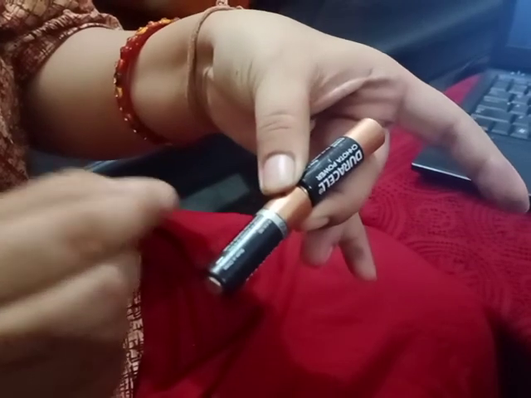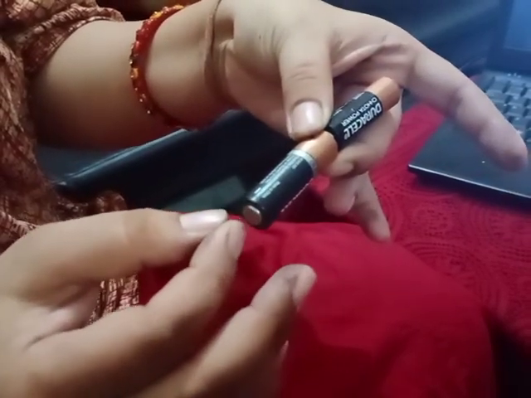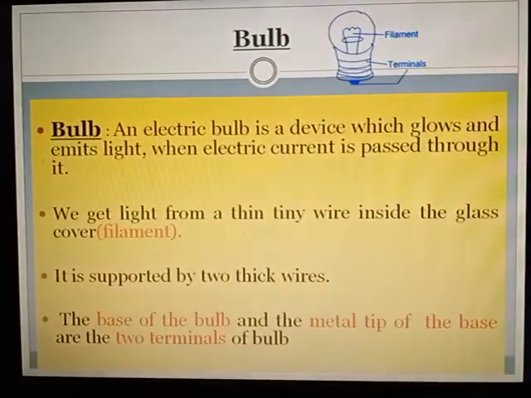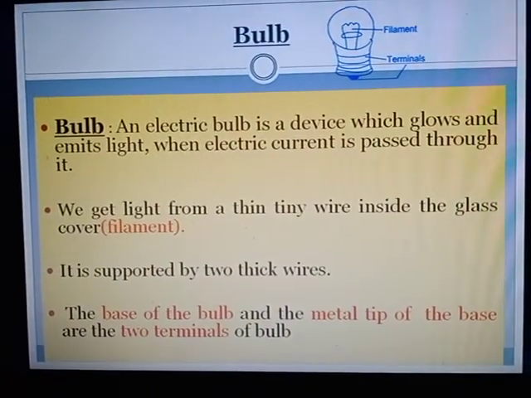Similarly, we can add more cells. If we put another cell here, it is a three-celled battery. It will give more power, or produce more electricity. So this is a battery. Next is the bulb.